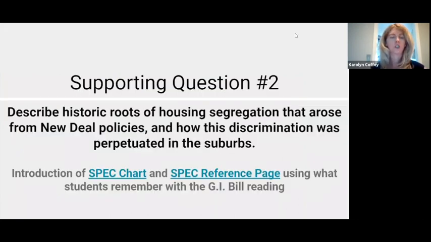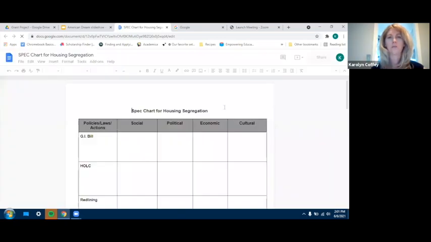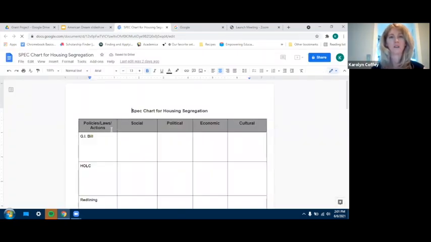So the next supporting question is for kids to describe historic roots of housing segregation that arose from New Deal policies and how this discrimination was perpetuated in the suburbs. And in order to do this, students will be using a variety of primary sources and filling out something called the SPEC chart. So the SPEC chart has all of these social, political, economic, and cultural factors that students will consider. So you would kick this part of the unit off by first introducing the SPEC chart and using the GI Bill as an example.